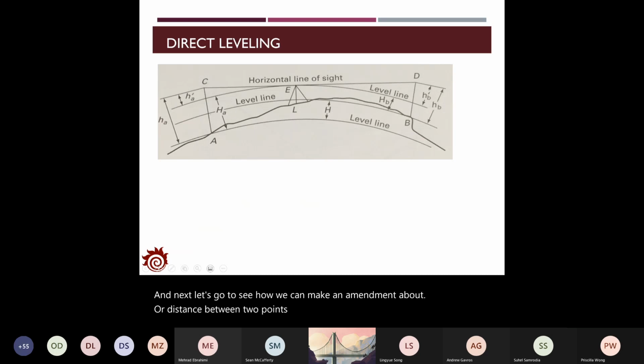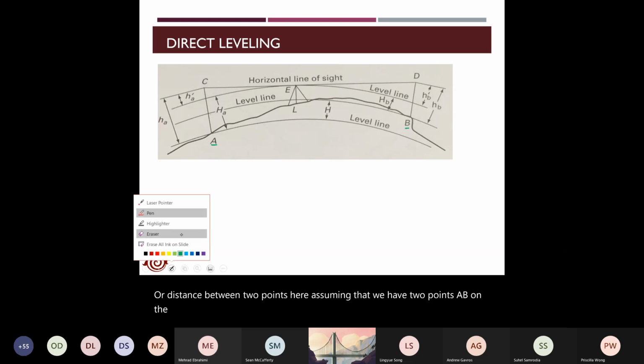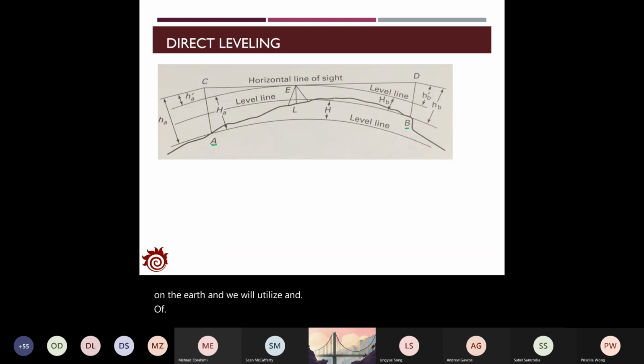Here, assuming that we have 2 points, A and B, on the Earth, we will utilize the transit level to measure the elevation difference. And the transit level is placed at some location in between, say that location L. And we know the level line, assuming that the level line is passing point A. So this is the level line. And we also know the level line crossing point B.